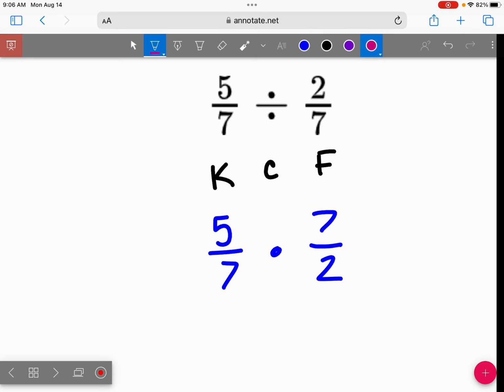Then we get to multiply these across. Or we can simplify right here. What can I simplify right here? The 7s are going to cancel out. So this one is going to be 5/2. That's a 2, not a Z.